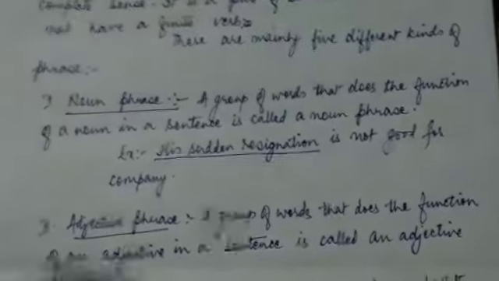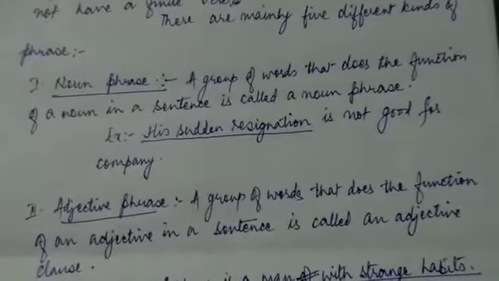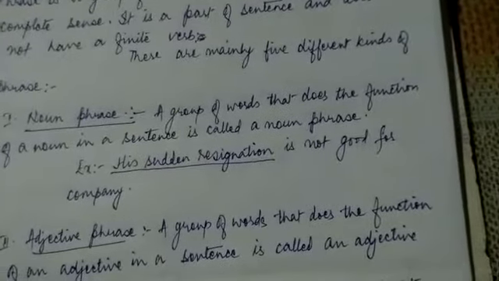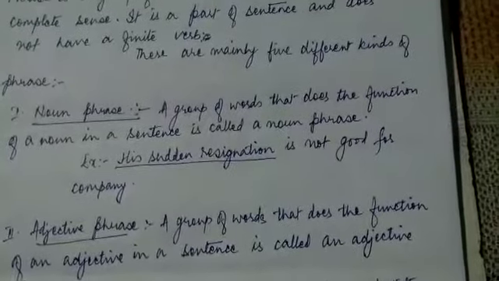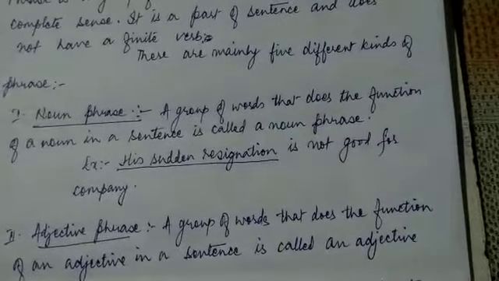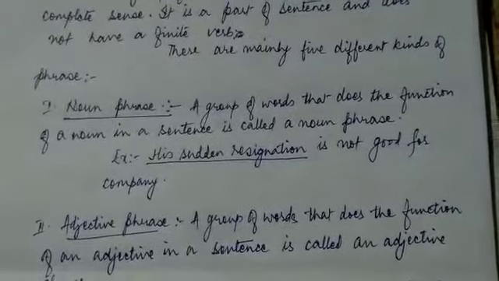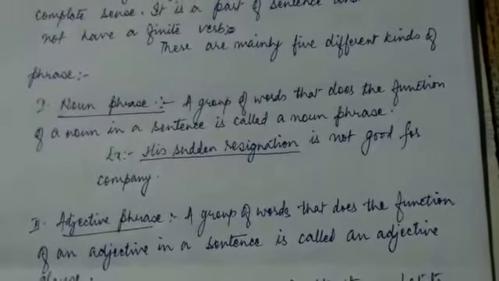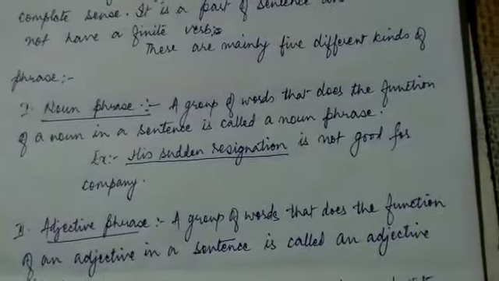So, a noun phrase is actually a group of words functioning as a noun in a sentence. Example: his sudden resignation is not good for company. So here, his sudden resignation is a noun phrase, followed by is not good for company. That is the main verb playing here, and his sudden resignation is the phrase because it is working as a noun and as the subject in the sentence.